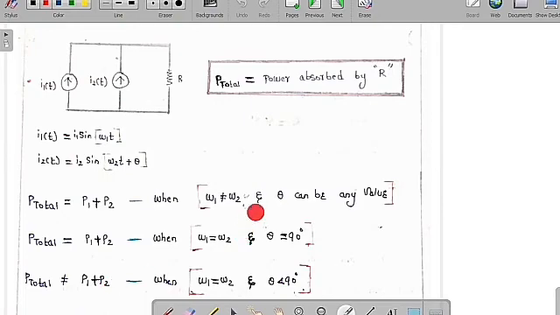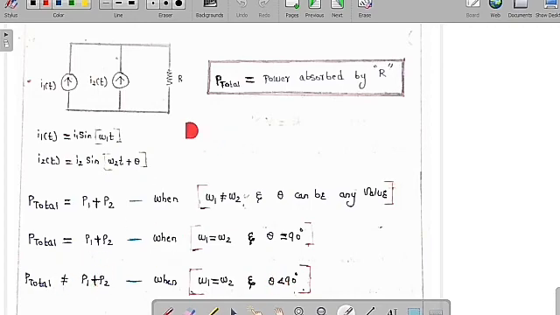So we can say that when omega 1 is not equal to omega 2, theta can be any value, and definitely power total is equal to P1 plus P2. But if both are equal, then theta should be equal to 90 degrees, and only then power total is equal to P1 plus P2. Otherwise, if both frequencies are equal and theta is not 90 degrees, then definitely these are not equal.